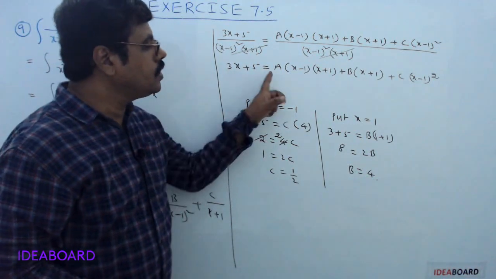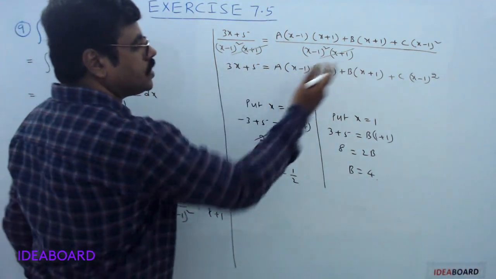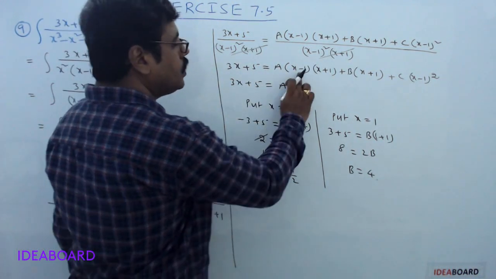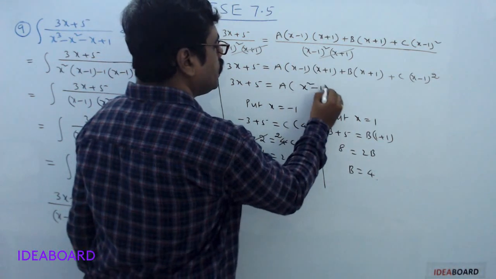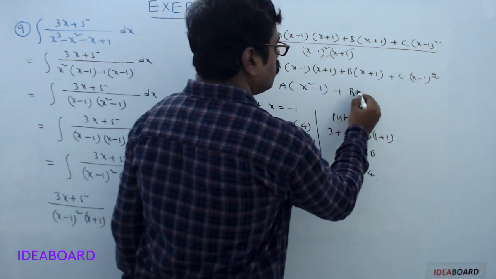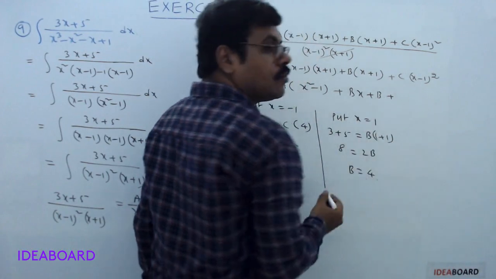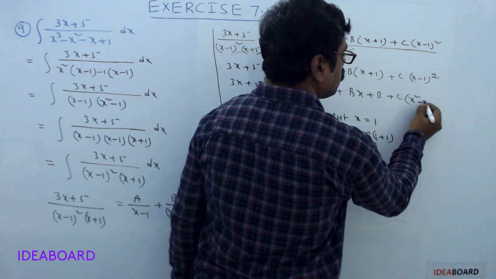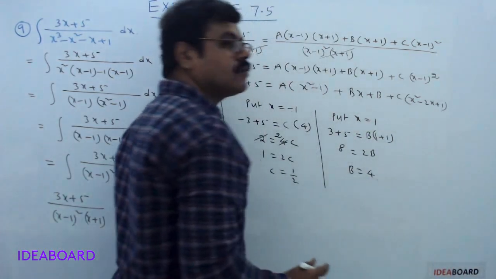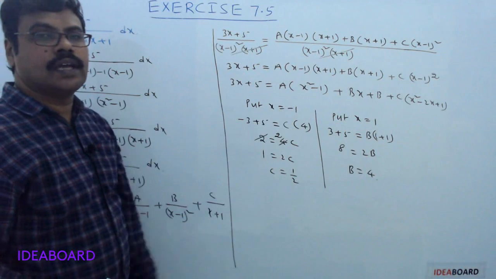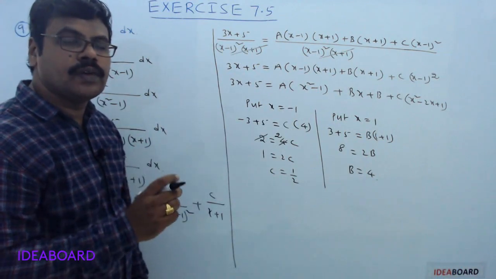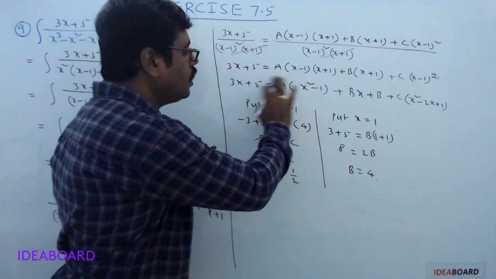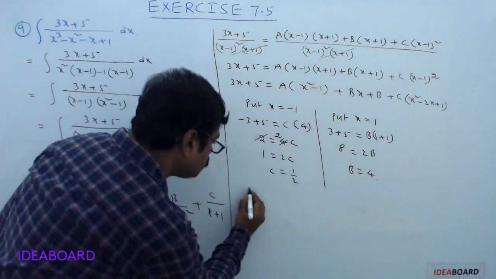Then what is our requirement? A value. First simplify this equation. 3x plus 5 equals a into x minus 1 into x plus 1, which is x square minus 1, plus bx plus b plus c into, use the a minus b whole square formula, x square minus 2x plus 1. Now in this equation you can compare the coefficient of x square. What is that one? Comparing the coefficient of x square on both sides of this equation.